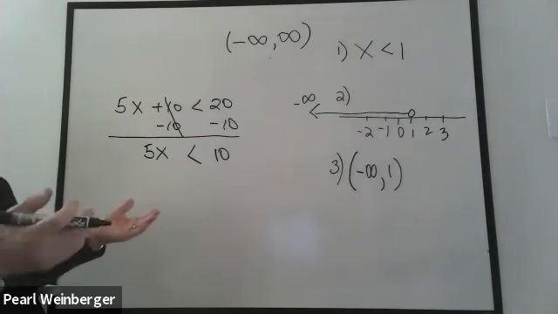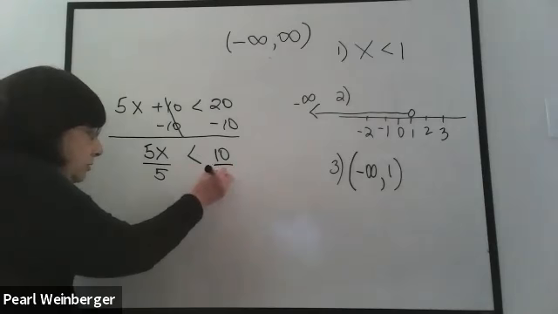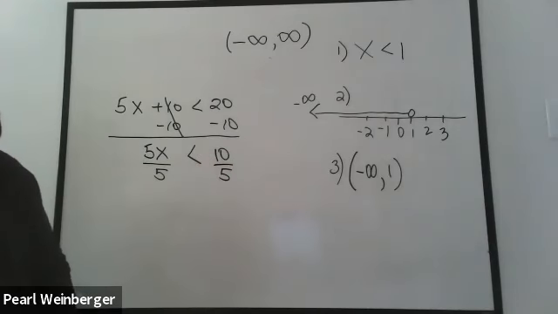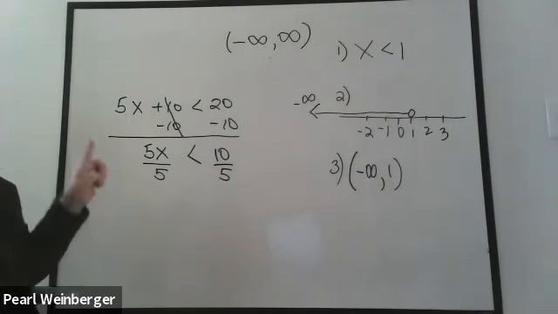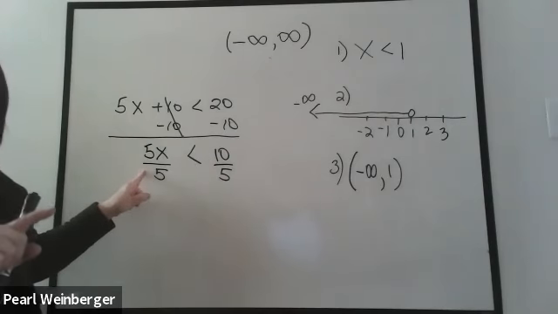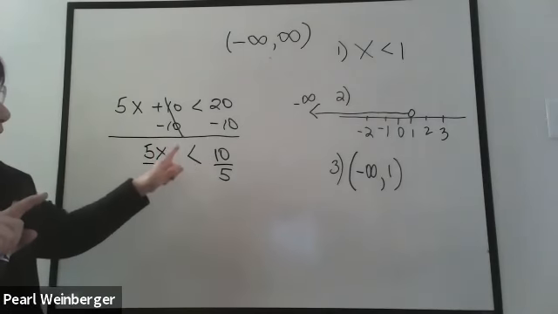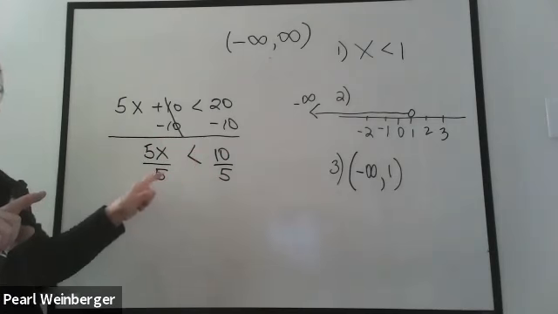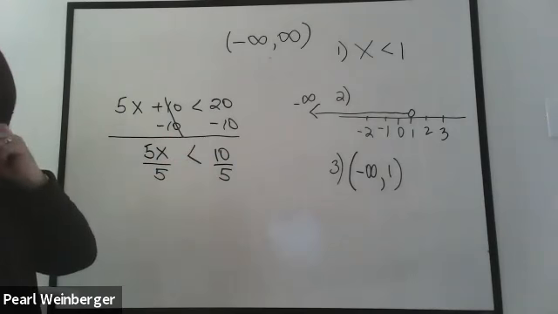We now do exactly what we did with an equation. We divide by the coefficient of the x. Coefficient of the x in this case is 5. So I'm going to divide both sides by 5. Now here's where, listen carefully, here's where there might be a change. If the number you are dividing by is a negative number, then when you divide, you have to change what we call the sense of the inequality. We have to change the direction of the inequality sign.